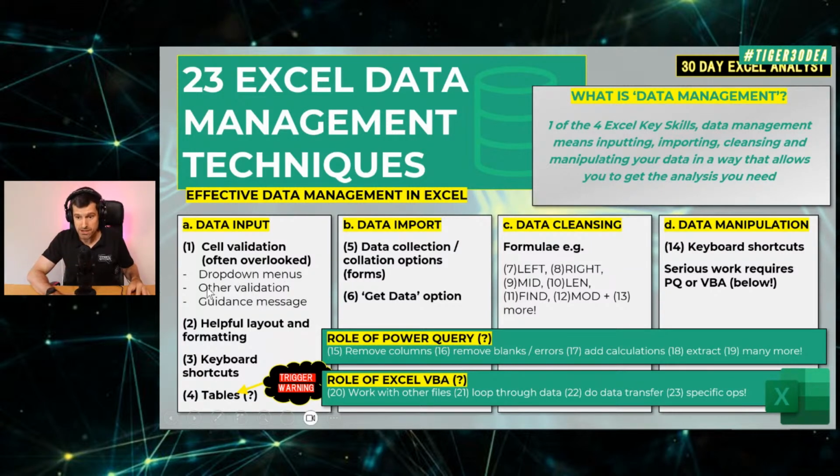We've looked at drop-down menus, other types of validation, using guidance messages, informative error messages. Also talked about helpful layouts and formatting. Formatting is not just about making things pretty. The format of the cell should tell the user what the role of the cell is. So the formatting supports the user experience. Looked at some keyboard shortcuts to help. So the Alt and down arrow shortcut to allow you to access a drop-down menu, for example. We've briefly spoken about tables. I'm saying you could tabulate that data.